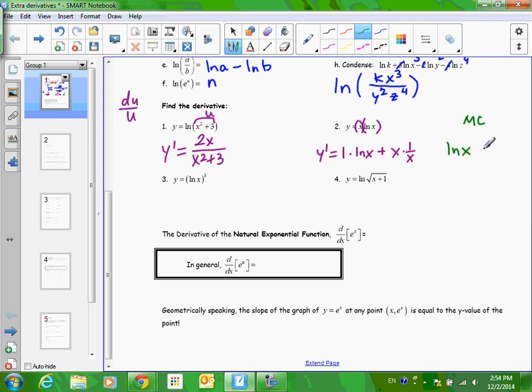Yeah, natural log x plus 1. They're not going to have the 1 times. Again, there's nothing wrong with it. But if you're trying to pick out the right answer from a list, you've got to be able to simplify sometimes. All right, number 3.